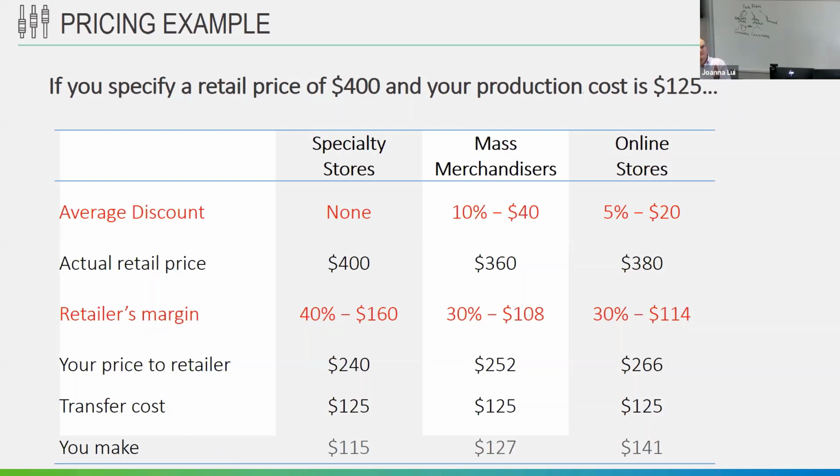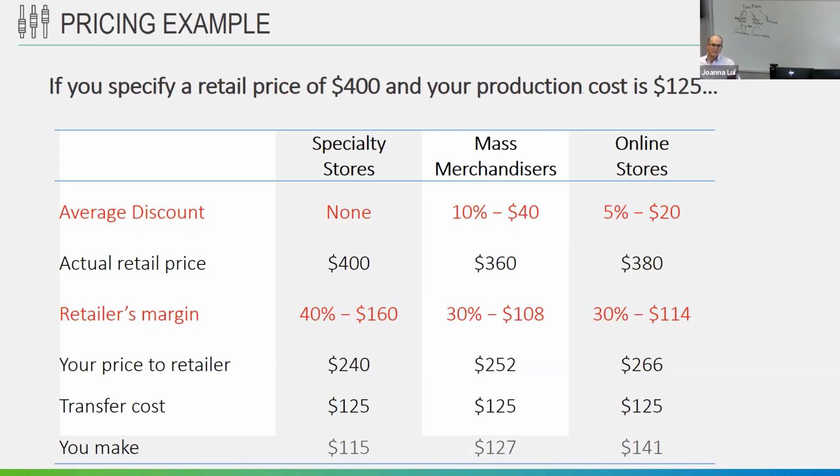The mass merchandisers, if you think about the Walmarts, the Targets, and those guys, they're all about low price. So even though you say $400, they're going to take 10% off of it to put it on the shelf. So that means you say $400, but they put it on the shelf at $360, 10% off. But they only take 30% off of the $360, which is $108, leaving $252 price to the retailer. You spend $125 to make it, and you make $127.